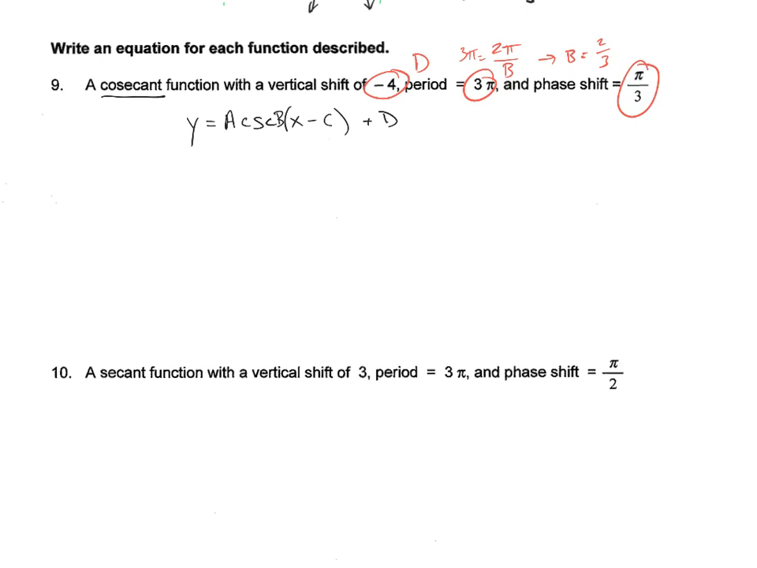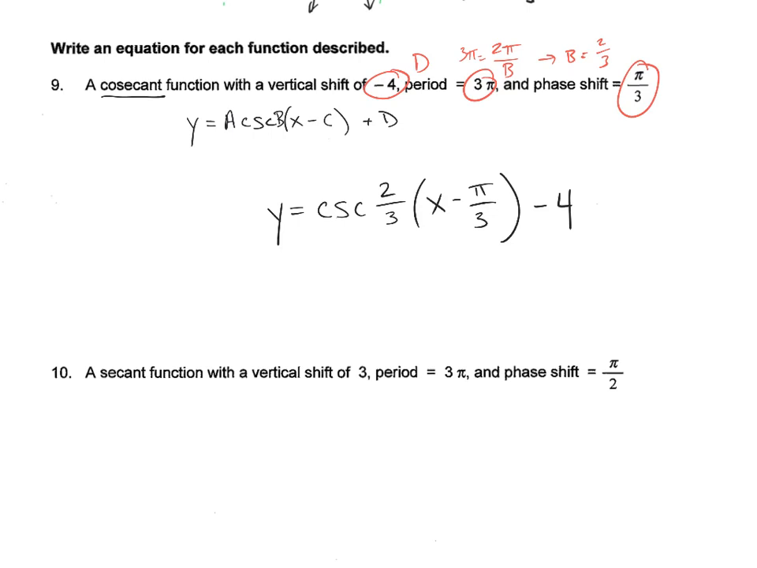Now we're just going to plug those in, and we get y equals, A is 1, so we don't write it, cosecant of B, 2/3, x is just there. C is always minus that number, so it's minus pi over 3. And then at the end, plus D, which is -4, and that is our answer.